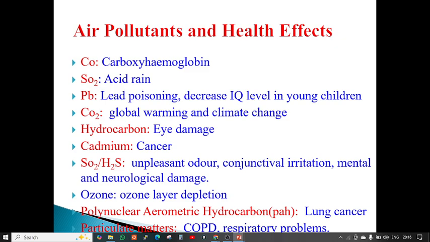SO2, the sulfur dioxide, and sulfuric acid, sorry, the hydrogen sulfide gases. These smell unpleasant and cause irritations, mental and neurological damage. These are the various health effects caused by the different air pollutant gases.